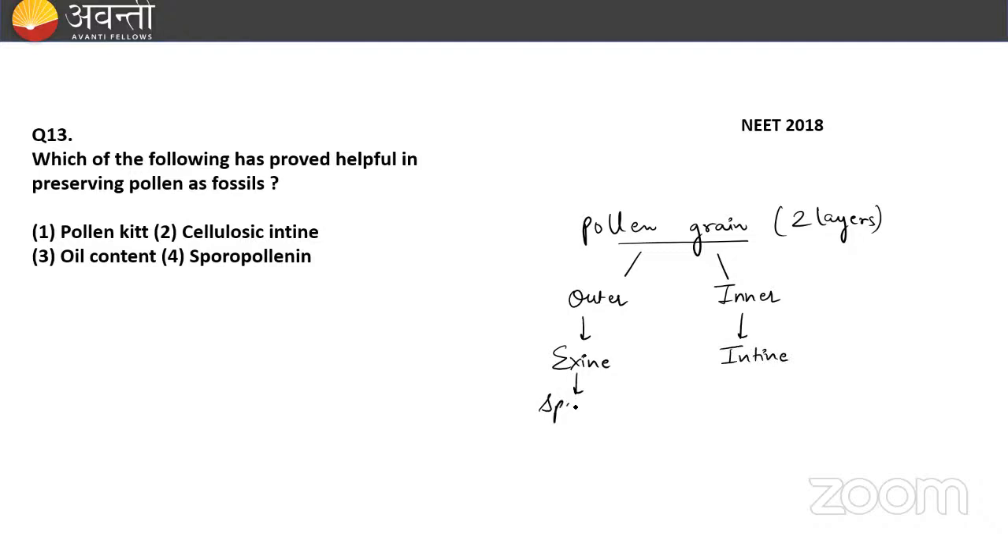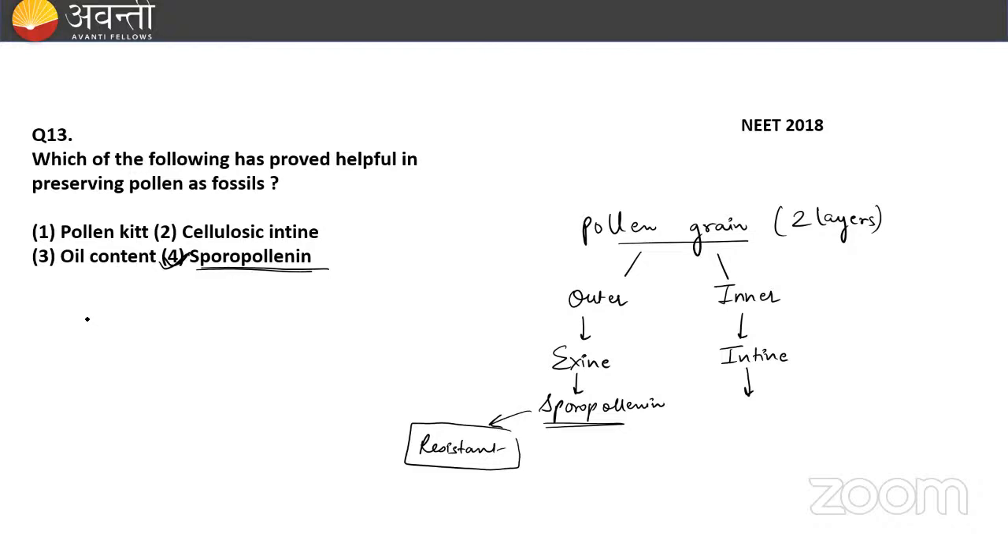Exine consists of sporopollen, and sporopollen is highly resistant. It is highly resistant to enzymes, insects, microbes, high temperatures, and extreme environments. So the sporopollen is the one, because it is highly resistant in nature, it will help the pollen grain to be preserved as fossil. So the correct option is option number 4, that is sporopollen.